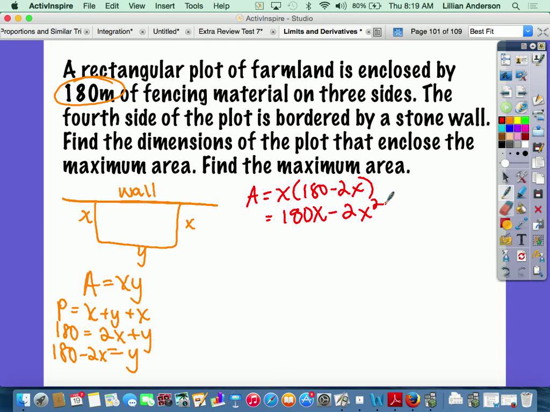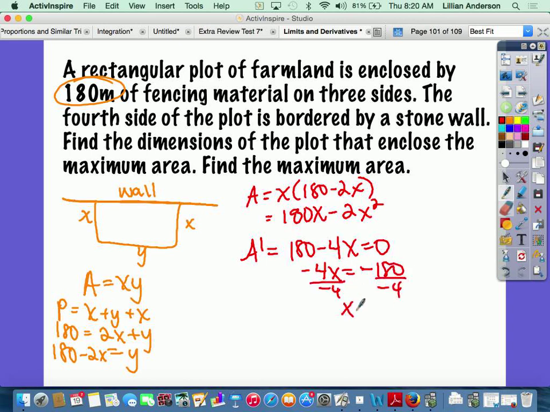Okay? So now it's time to find the derivative. That's our next step. So it's 180 minus 4x, and I need to set that equal to 0. Subtract 180 from both sides, divide both sides by -4, and I'll see that x is going to be equal to 45. Okay? So one of my dimensions is going to be 45. Now, I have to test that. I have to test to see if that is indeed going to be a maximum. If it's a maximum, that means when I plug it into my second derivative, I should get a negative number. My second derivative is a -4.